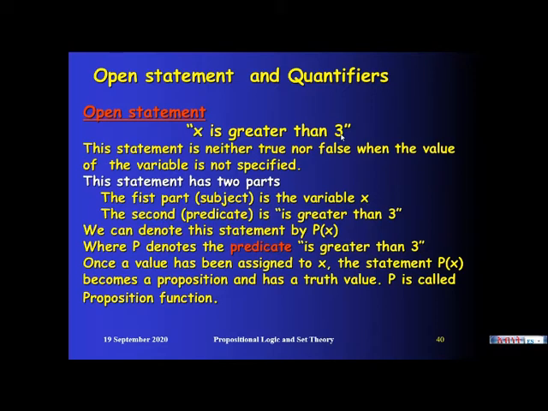Open statements basically have 2 parts: the subject and the predicate. For example, in "x is greater than 3," x is the subject, and the second part, "is greater than 3," is the predicate. Now, we can denote this statement by P(x).